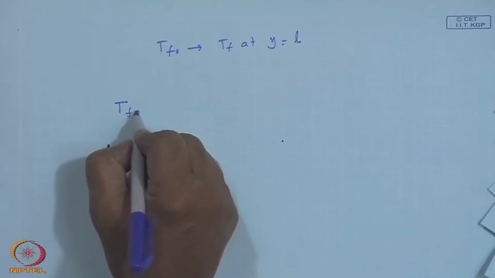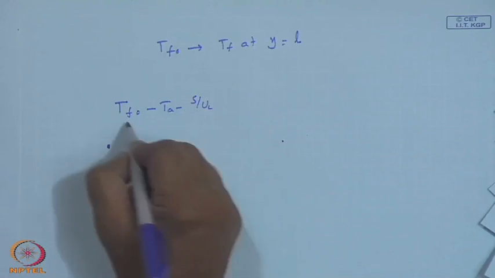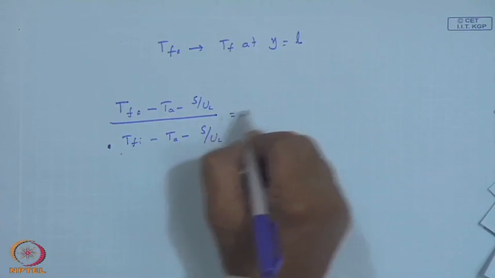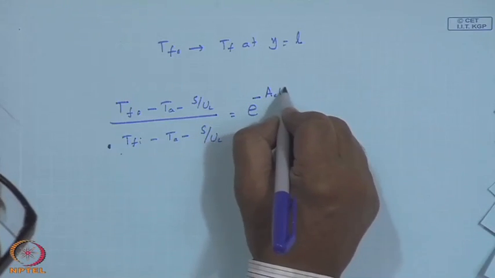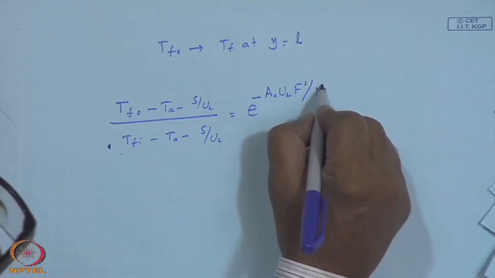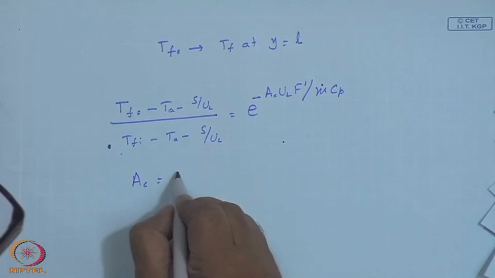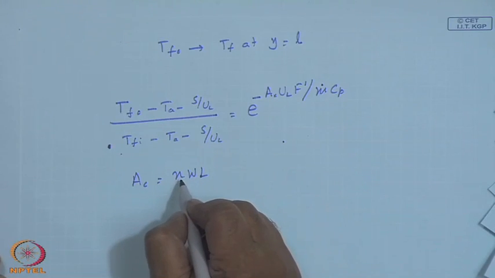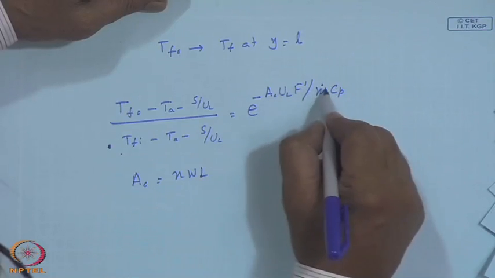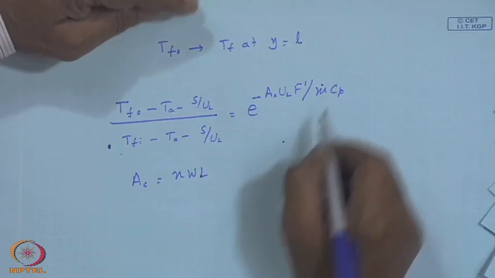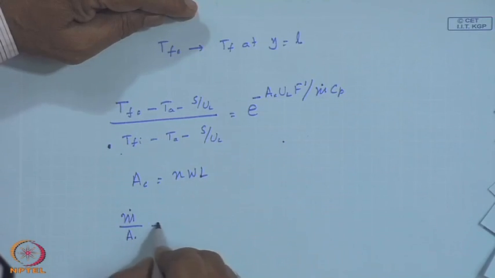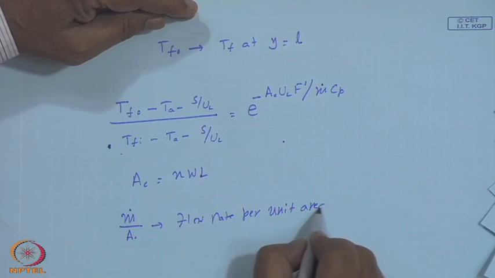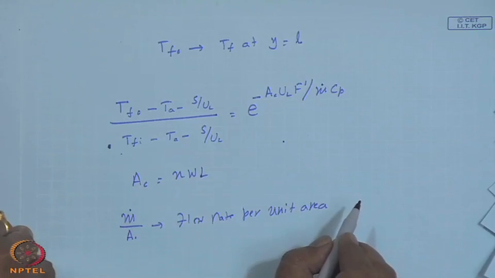So, that is given by T f o minus T a minus S upon U L upon T f i minus T a minus S upon U L should be equal to e to the power minus A c U L F dashed upon m dot C p. A c you will realize is nothing but n W into L. If L is the length of the tube and W is the width times n, that will be the total collector area. Now, you may have this A c by m dot, which is nothing but m dot by A c in the denominator, so you may have m dot by A c, the flow rate per unit area. Some books may write it like that, a G instead of A c in the numerator and m dot in the denominator.